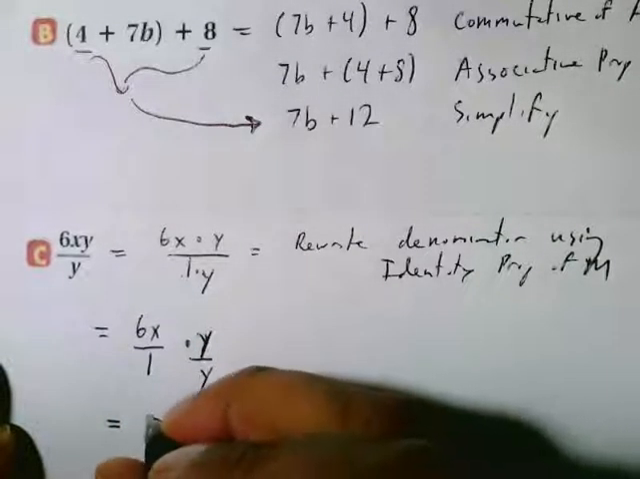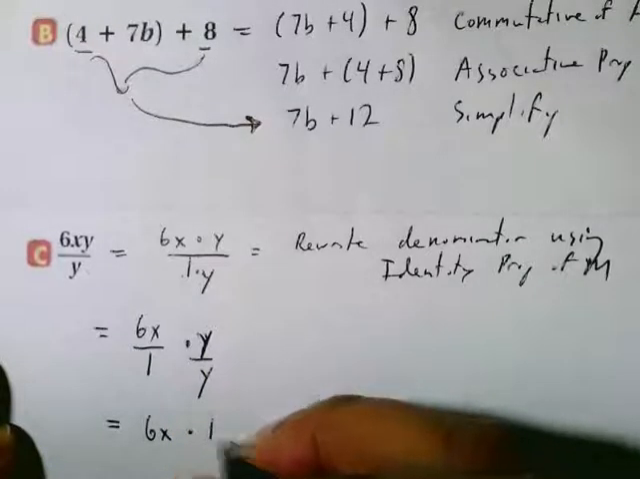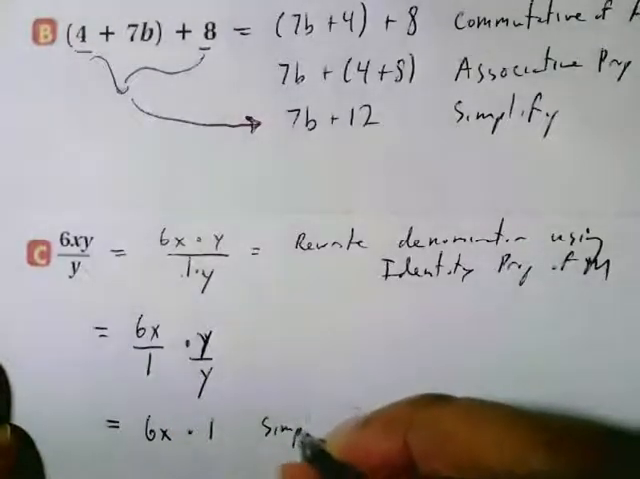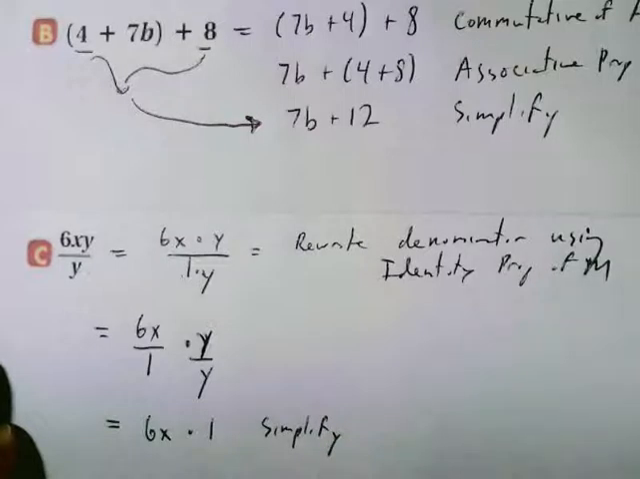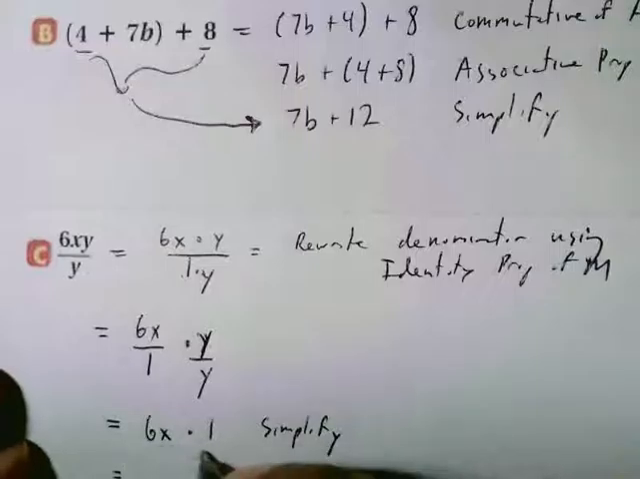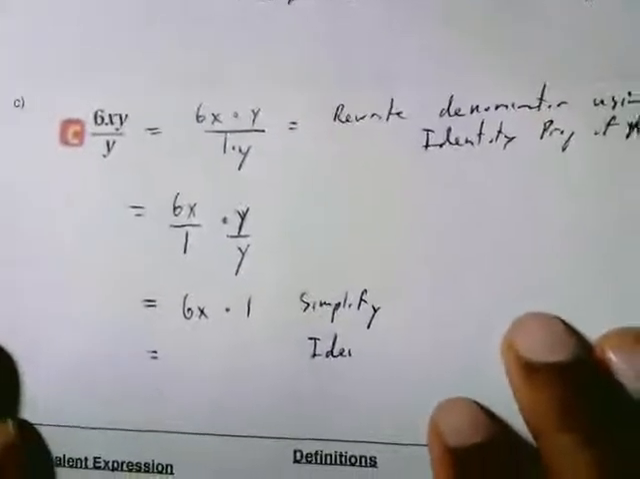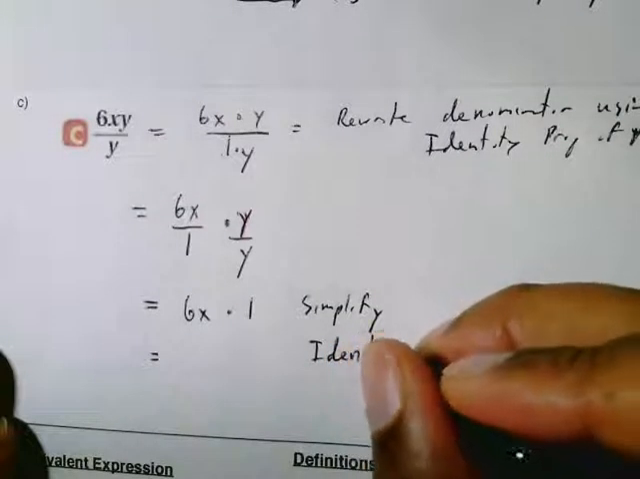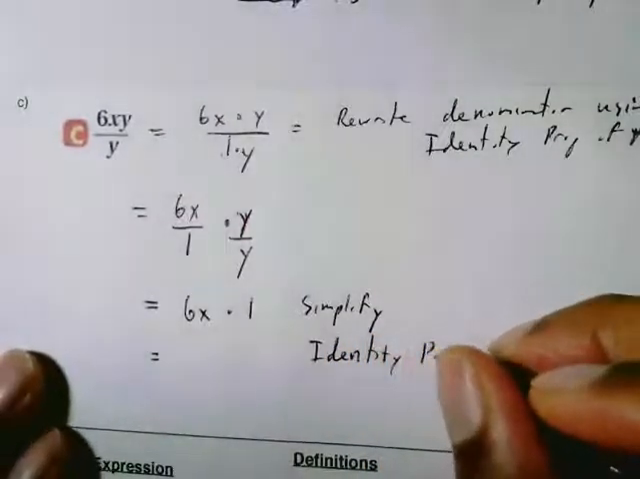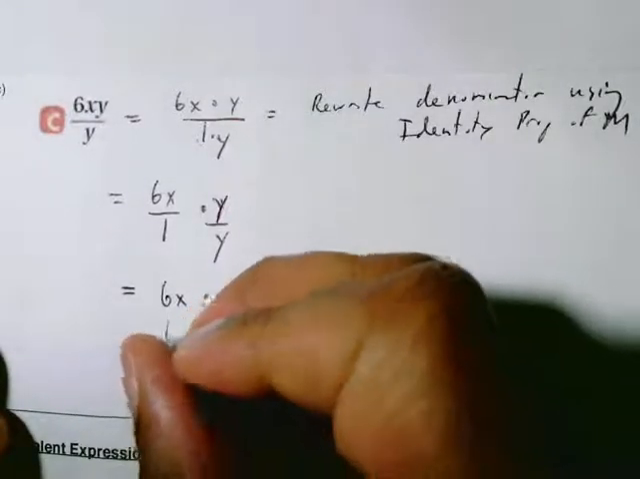6x divided by 1 is 6. y divided by y is 1. Any number divided by itself is always 1. And then lastly, if I use the identity property again, I get 6x.